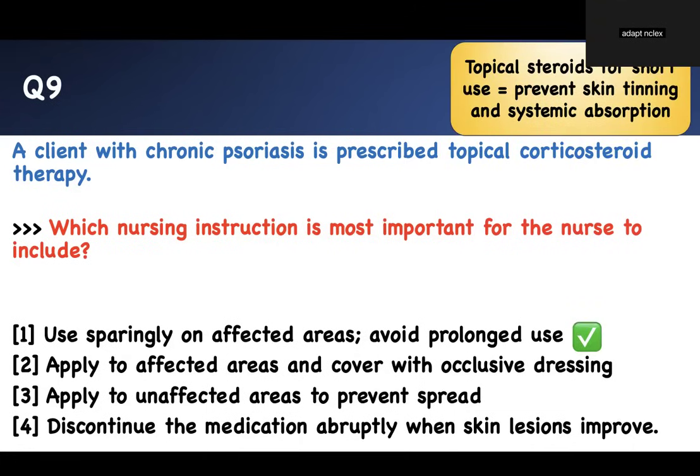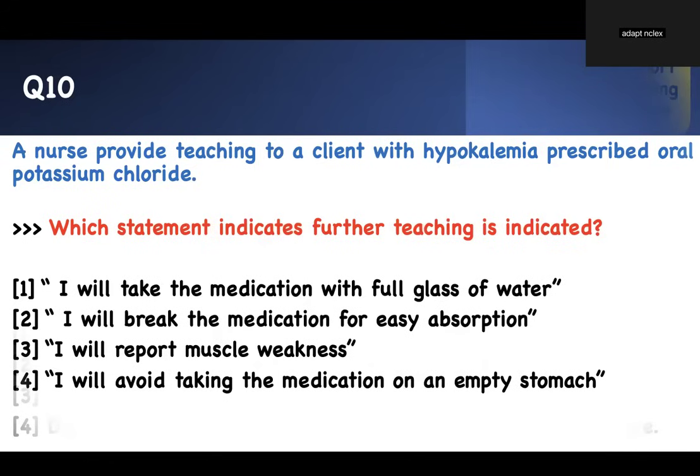Topical steroid, this is the content, this is the concept. Topical steroid for short use prevents skin thinning and systemic absorption, which can give you side effects associated with Cushing's. And the last question, what is your score? Let me know. Put down in the comment. This question covers all the things associated with pharmacology that they can ask you everywhere. Which statement indicates further teaching is indicated? They don't know what they're talking about, or they're doing something wrong, or the teaching is inappropriate.